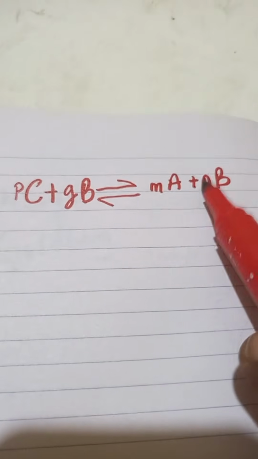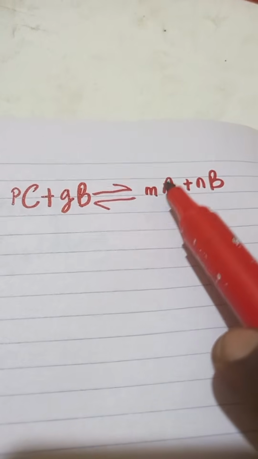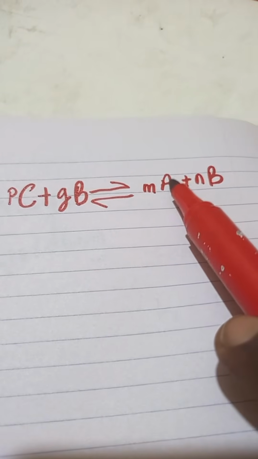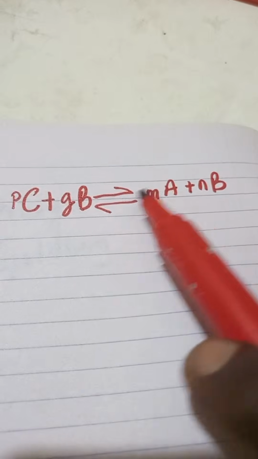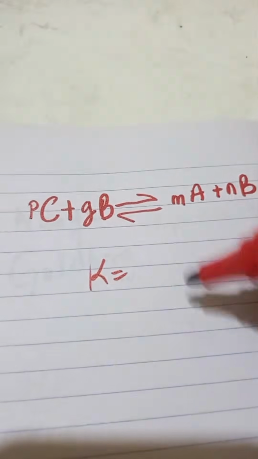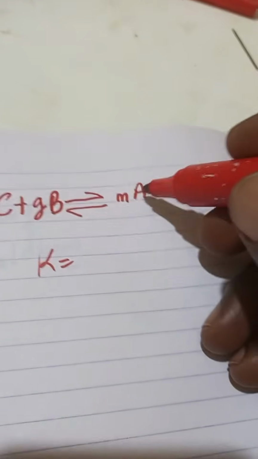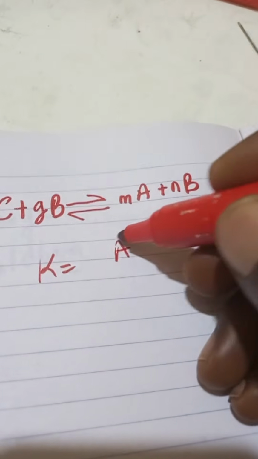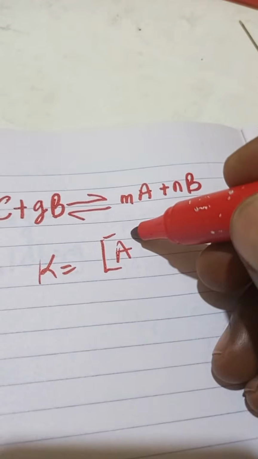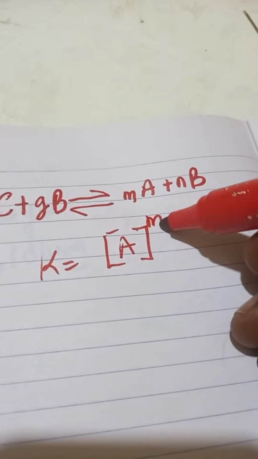Take note, you will start from the product side. This is the product side you will write first. These are the numbers of moles of the products. For example, this one is PC plus QB equals MA plus NB. So you just write K. This is how you write it, K. Then go to the product side. Write the two products there, A and B. Put A in square brackets like this, which tells you that you are dealing with concentration. Put this M as a power here.